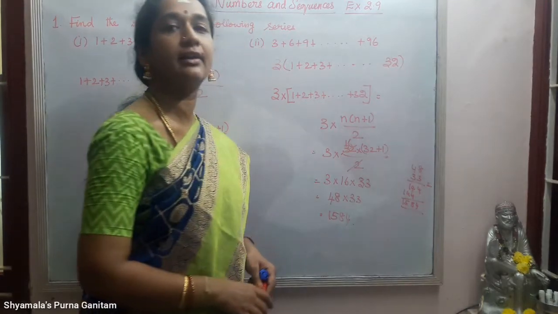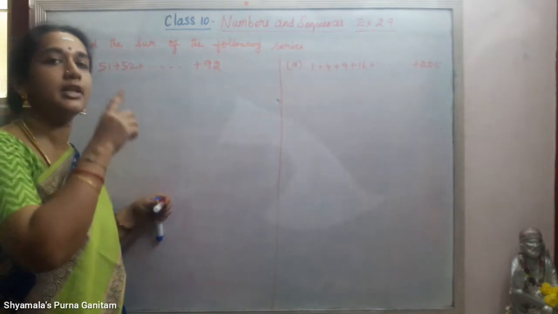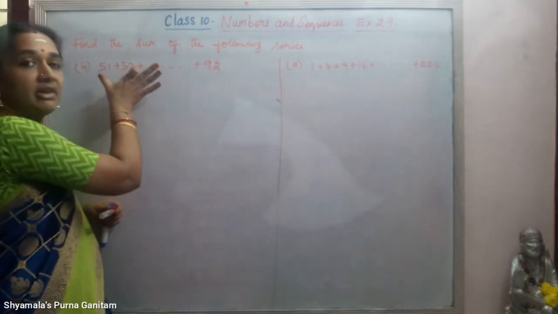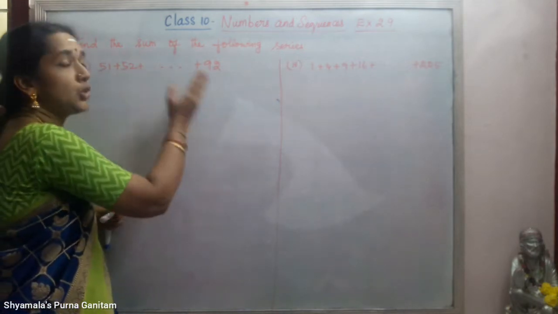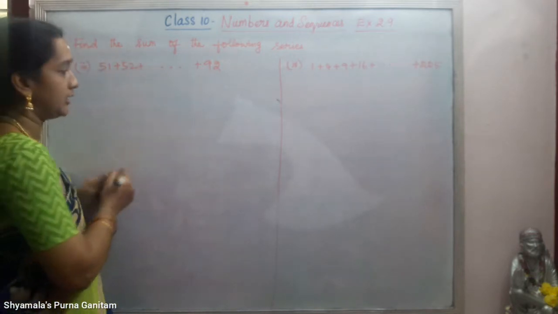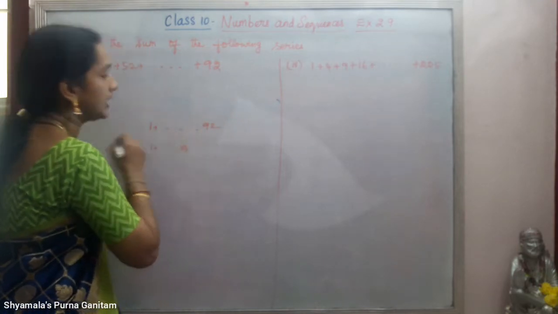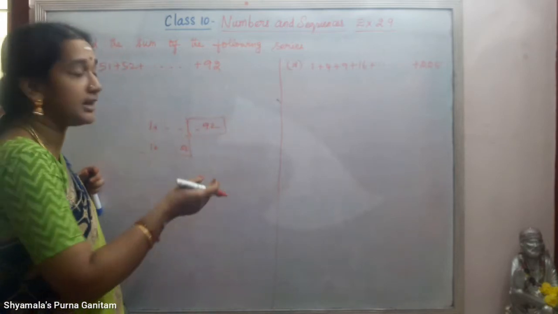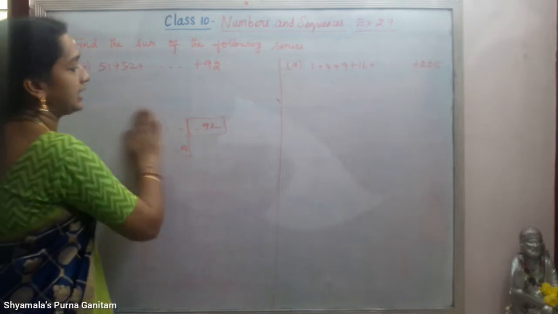The sum is 1584. Next, the sum is 51 plus 52 up to 92. If it is continuous from 1 to whatever number is given, then we can use the formula directly. But here it is given in between, from 51 to 92 only. So how we are going to do is, from 1 to 92 we will find the sum. Then we will subtract the sum from 1 to 50. Whatever is remaining will be the sum from 51 to 92. Whatever question is given, that answer we will get.